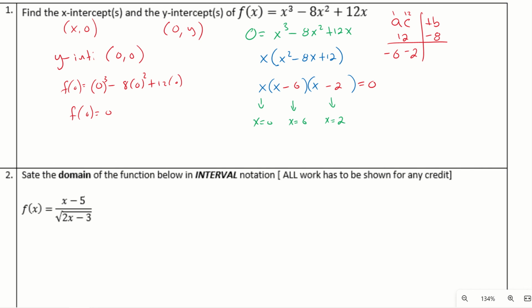So all I got to do now is write these solutions as points. In this case, my x-intercepts, which means (0, 0). And then we have (2, 0), and then (6, 0).